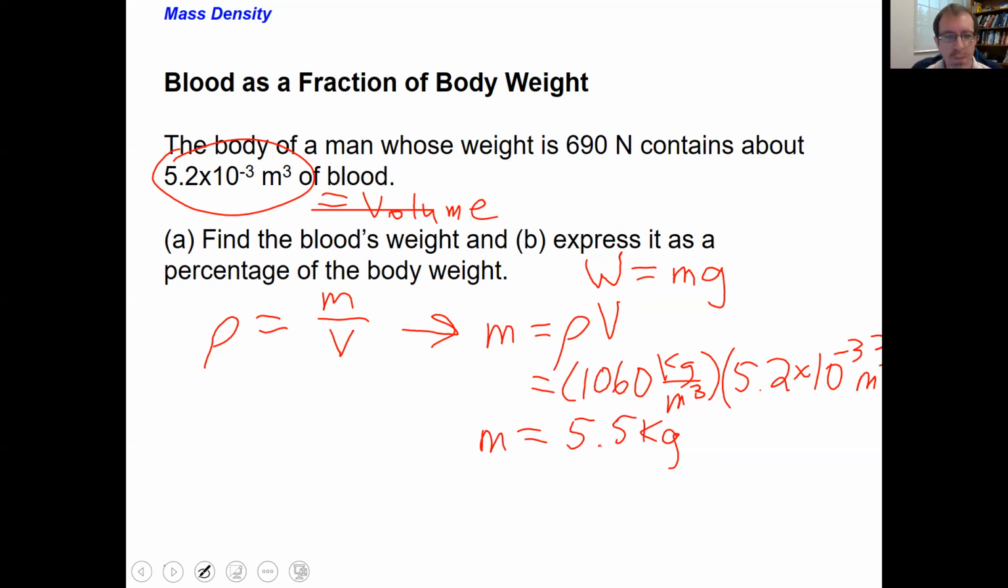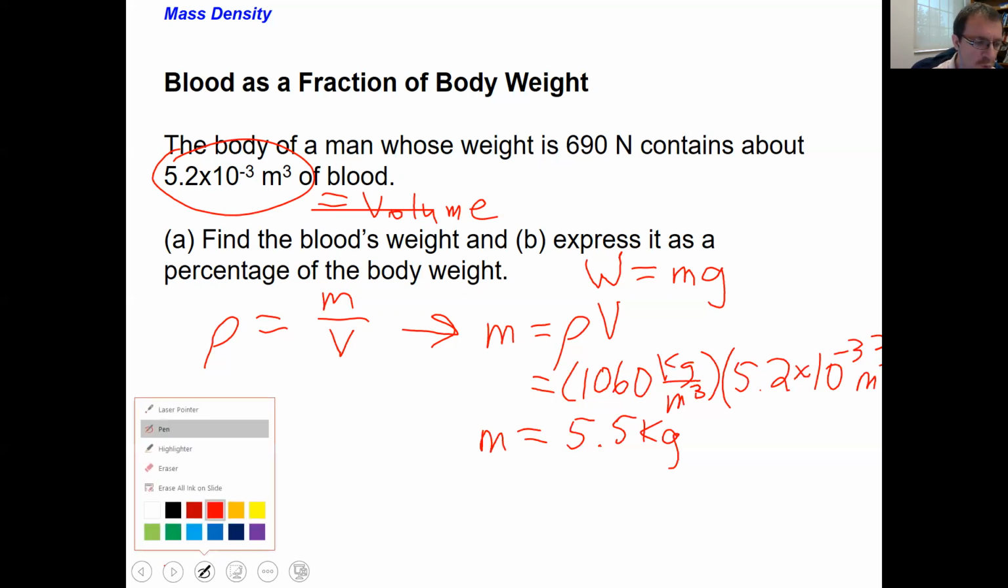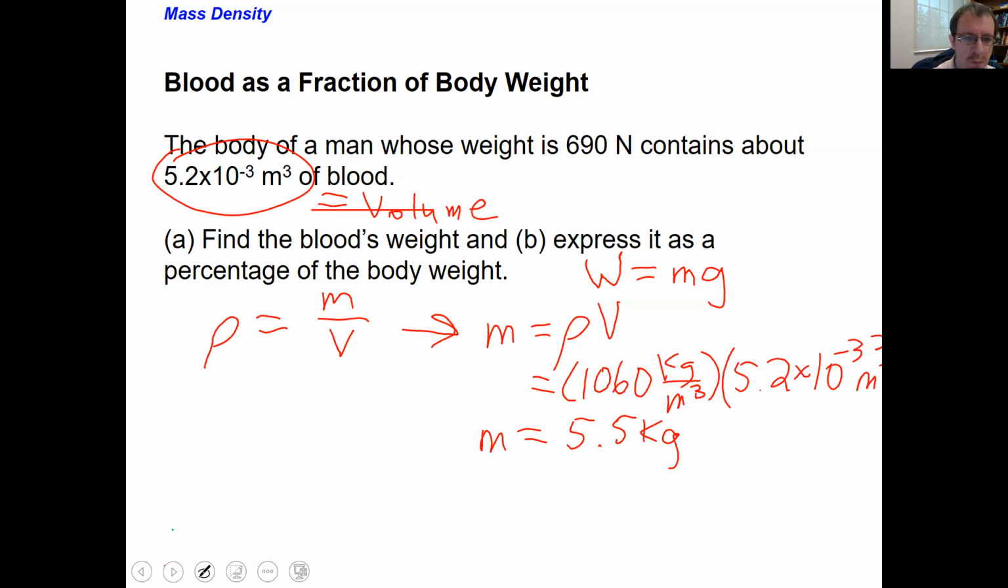All right, so that's the mass of the blood. But what do I want? I actually want the blood's weight. So that's our goal. We want to figure out what the blood's weight is. Well, weight, again, is just mass times gravity.